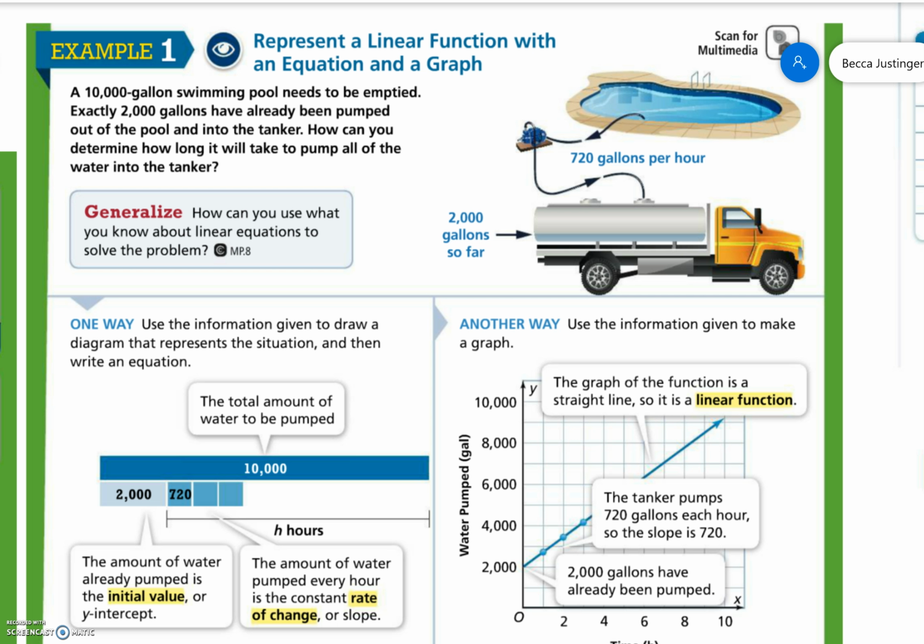A 10,000-gallon swimming pool needs to be emptied. Exactly 2,000 gallons have already been pumped out of the pool and into the tanker. How can you determine how long it will take to pump all the water into the tanker? So we see our pool, and we see that there's already 2,000 gallons in the tanker, and then water is leaving the pool at 720 gallons per hour.